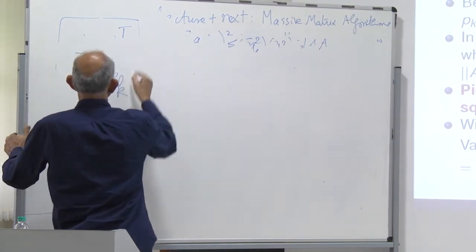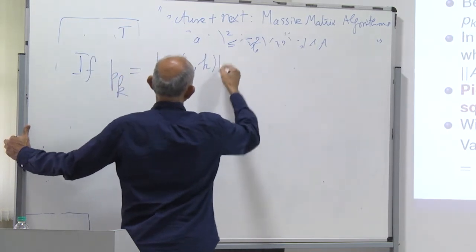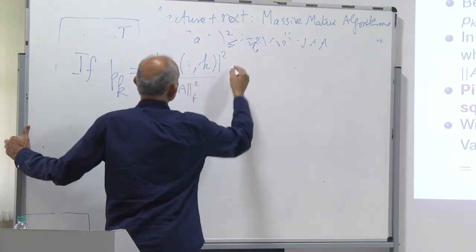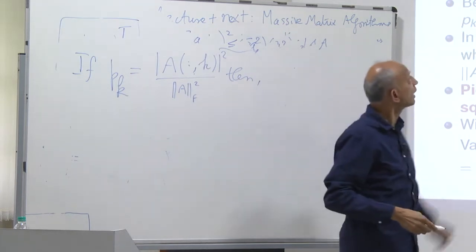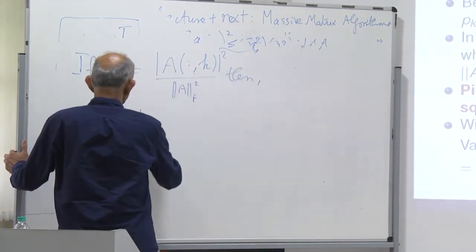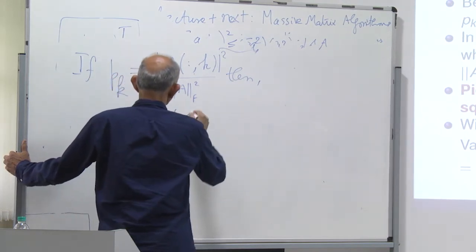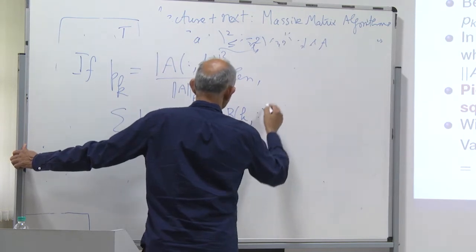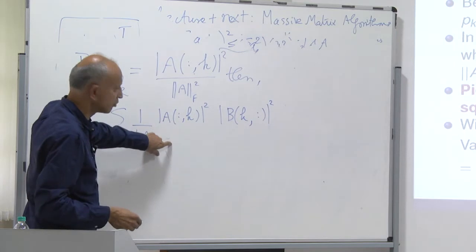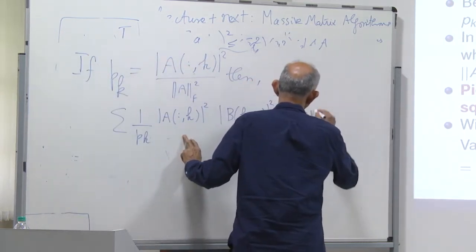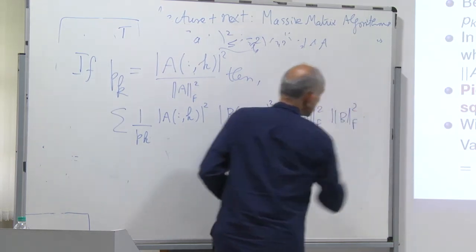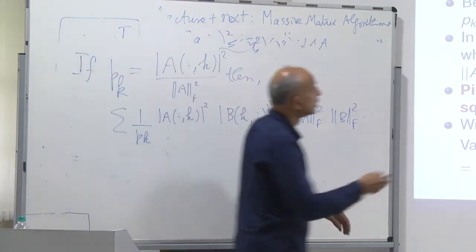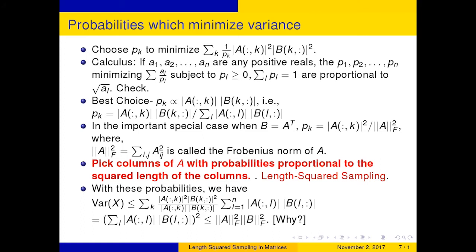If p_k equals a_k squared divided by the Frobenius norm of A squared, then I plug it into the top there, and I get the same answer as I was getting there. So 1 over p_k, a_k squared b_k squared. This a_k squared just cancels out, and in this case it is exactly equal to the Frobenius norm of A squared times the Frobenius norm of B squared. So these probabilities are the best. This is not necessarily always as good, but the final upper bound is the same.